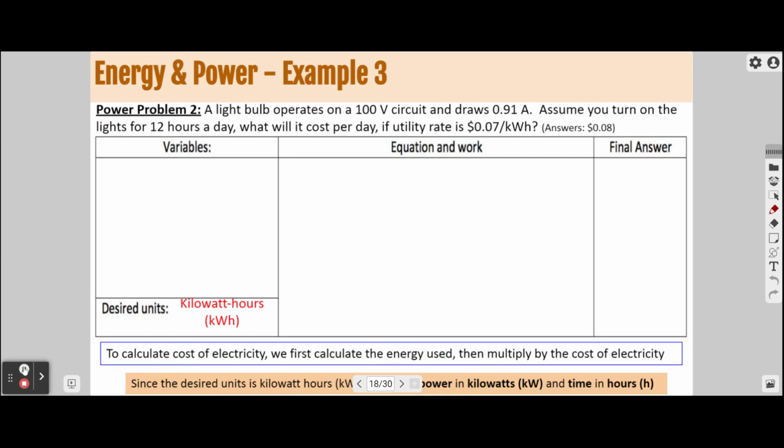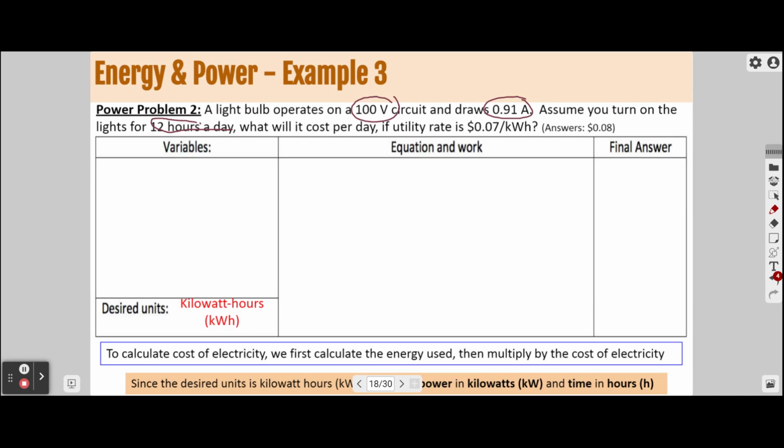All right, so this last example actually has quite a few little pieces to it. So it can be a little bit trickier, but let's see if we can identify what we need to do. So first off, a light bulb operates on a 100-volt circuit and draws 0.91 amps. Assume you turn on the lights for 12 hours a day. What will it cost per day if utility rates are 7 cents per kilowatt hour?